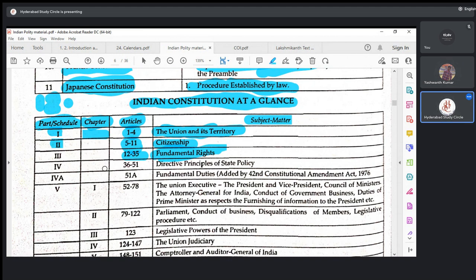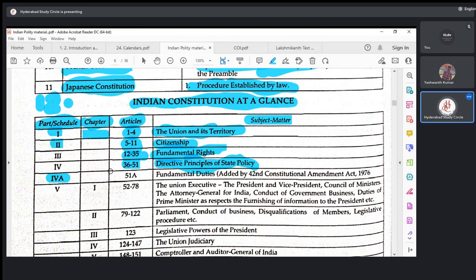Part 4? Part 4, Article number 36 to 51, directive principles of state policy. Understood?